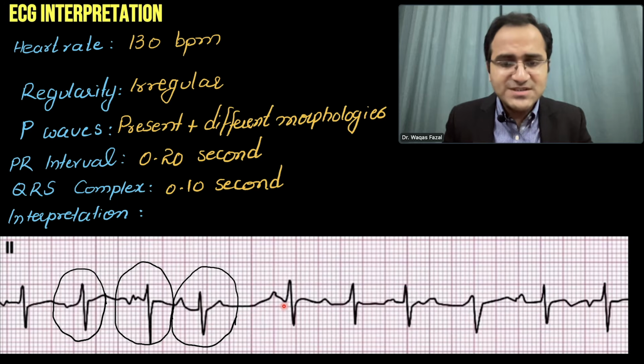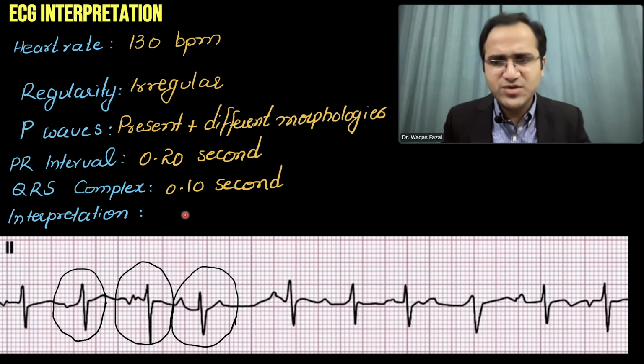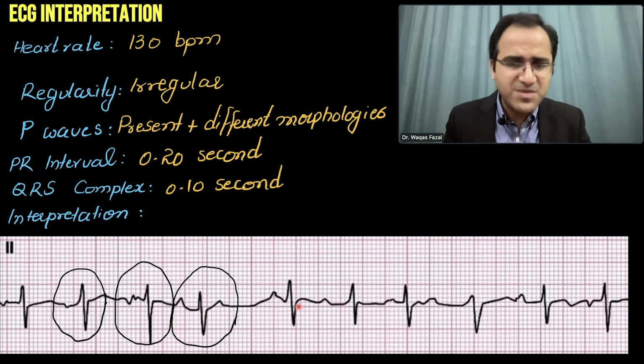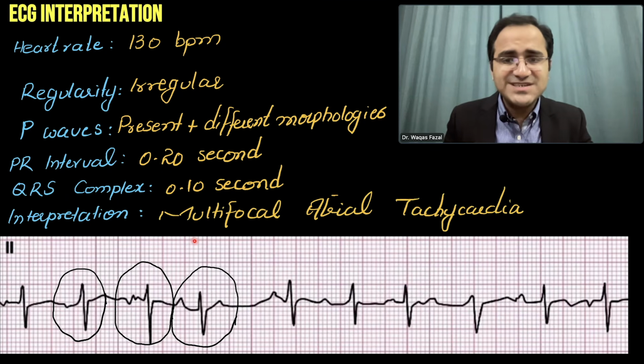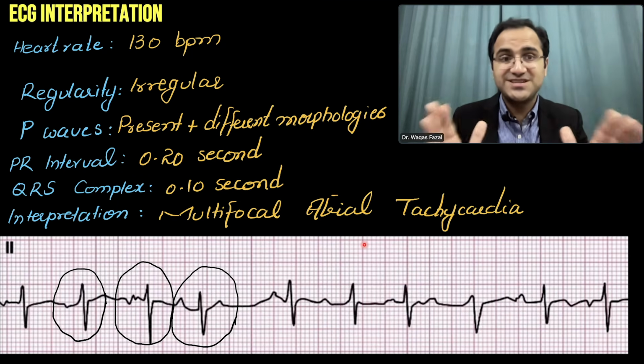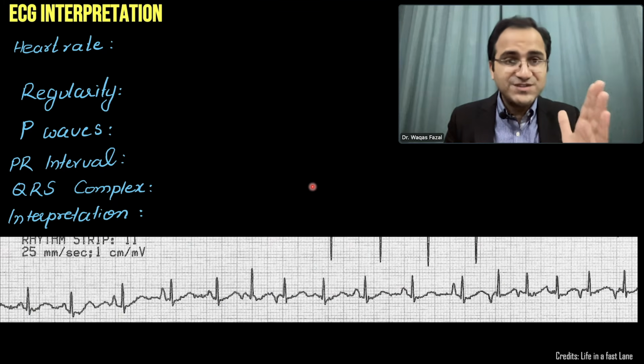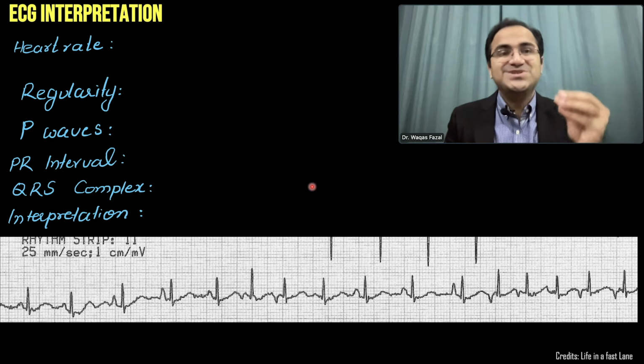Now, if you look at the QRS interval, it is 1, 2, slightly more than 2 small boxes. So 0.08 to 0.10 seconds is the length of the QRS complex. They are narrow, they are sharply angled, they are less than 3 small boxes. So the interpretation of this ECG is also multifocal atrial tachycardia. This is not a normal sinus rhythm. Pause the video and try to solve this ECG yourself.